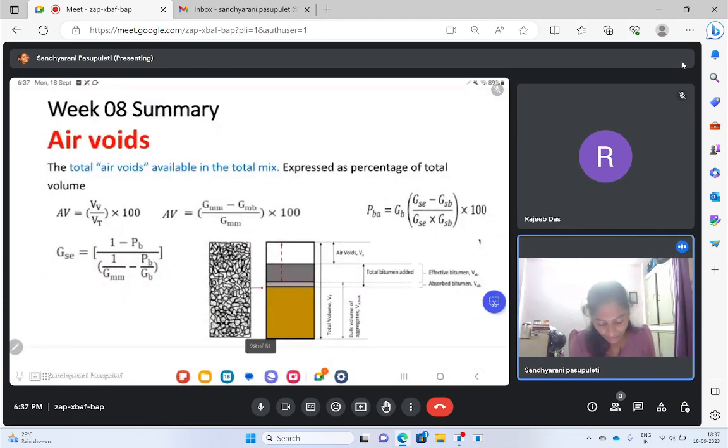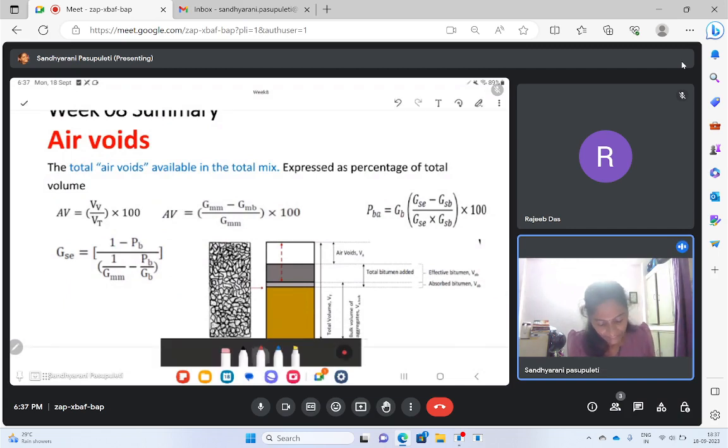So when we have this initial volumetrics like GMM and GMB, based on that we can also calculate the total air voids. These air voids are actually the main parameter based on which we do the mix design, because we assume that after a particular amount of years, when the pavement is subjected to a lot of traffic, it will get into the stabilized state and the air voids keep on reducing, and it will reach a constant or stable state where the air voids would be 4%. So we always aim for that 4% air voids and we design our mix.